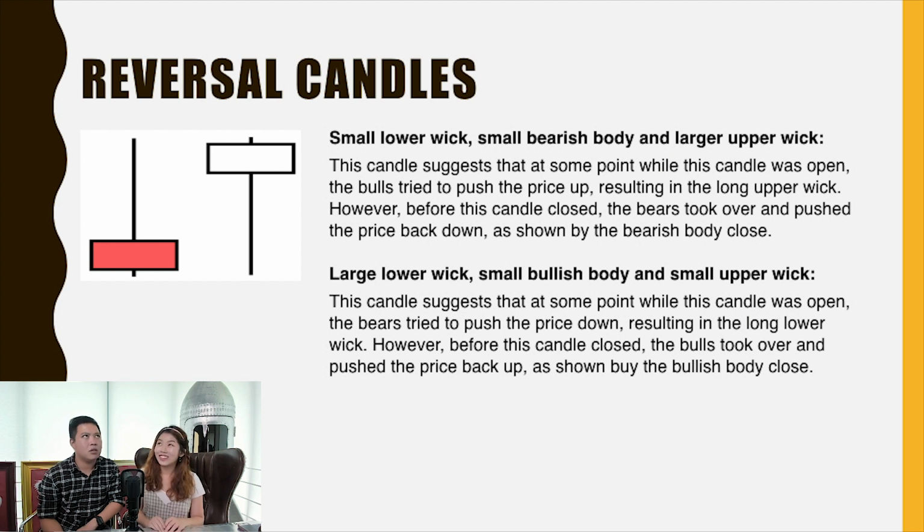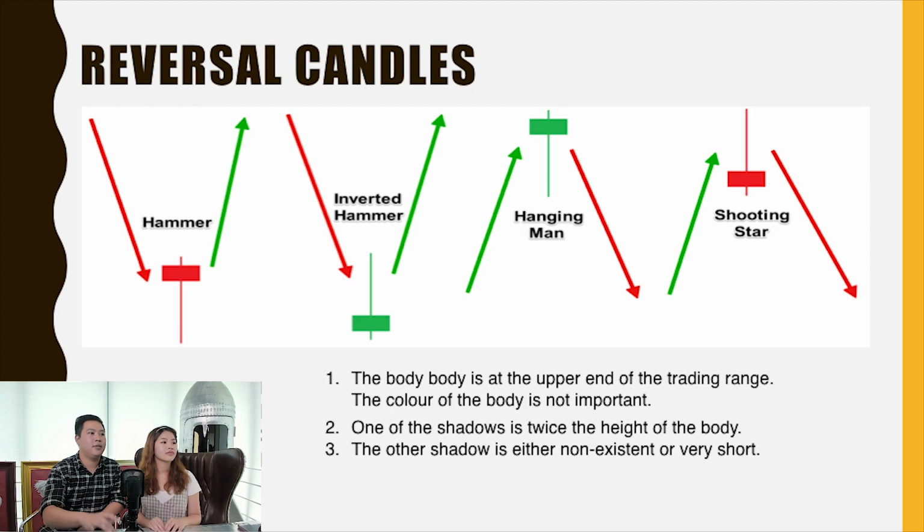Large lower wick, small bullish body, small upper wick. So I'm guessing this is the opposite. It means the bears tried to push it down, but the bulls managed to close it above the opening price. Easy peasy.